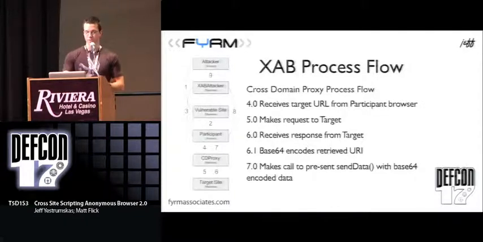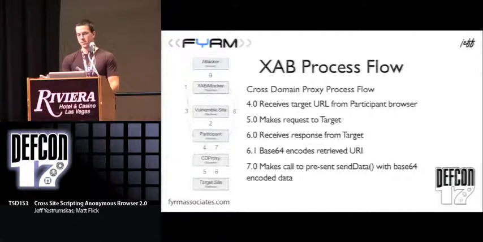They make the request to the cross-domain proxy. The cross-domain proxy makes the request to the target site that the attacker, all the way at the top of the chain, wants to browse. And then it goes all the way back to the cross-domain proxy to the participant, who's going to make image requests with that data in it. Because remember, we could change image requests, and we can append whatever we want to those image requests. And it's to make those calls to the XAB attacker Perl script or CGI.